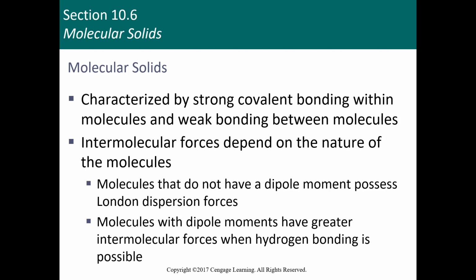Okay, so molecular solids is the next part we're getting into. This is going to be characterized by strong covalent bonding within our molecules and weak bonding between the molecules. Remember, the covalent bonds are intramolecular forces within the molecules, and the intermolecular forces between the molecules are things like London dispersion or hydrogen bonding. What exactly those intermolecular forces are depends on what molecules you're looking at. Water will, of course, have hydrogen bonding.